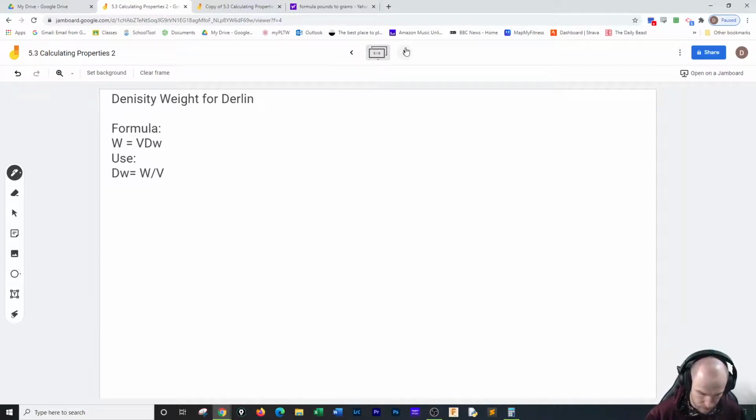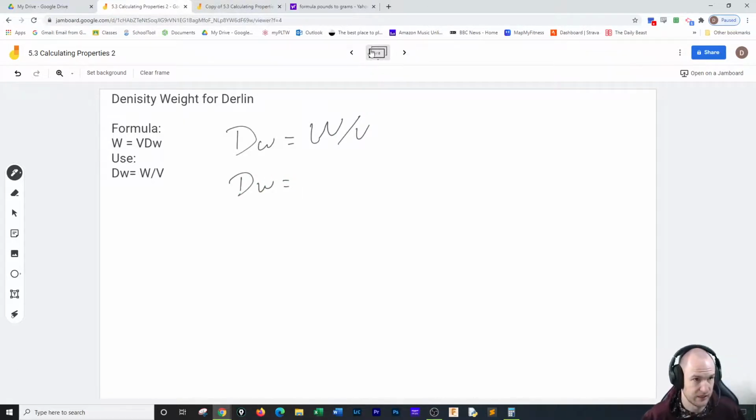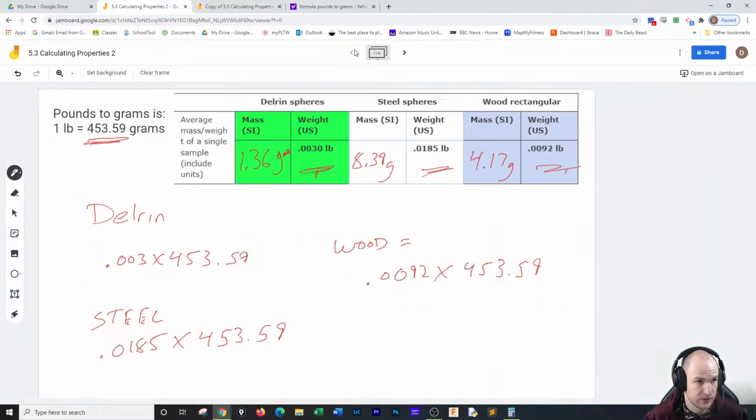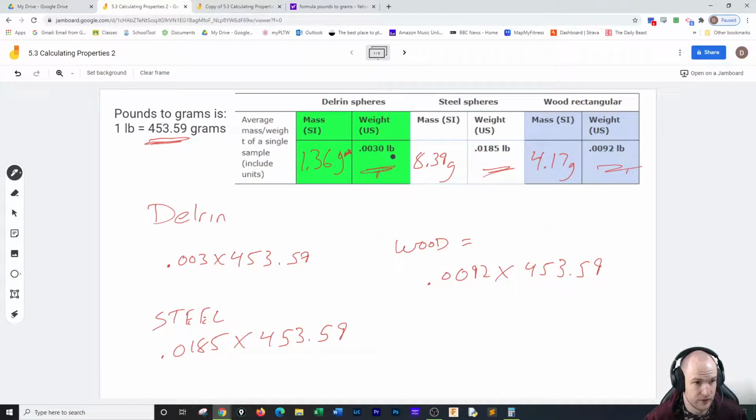So we've got to do the formula for density weight, which is weight equals volume times density weight. Now we don't have the density weight, but we do have the volume and we have the weight. So we might have to go back to previous pages for that, but that's the formula we're going to use. So we're going to use density weight equals weight divided by volume. So density weight equals, and I'm going to have to go back quickly because I don't have this written down.